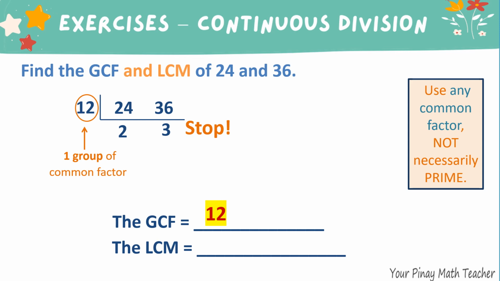To find the LCM, you still use 12, but you have to multiply it by the remaining numbers 2 and 3 below. So the LCM is the product of 12, 2, and 3, which is equivalent to 12 times 6, which is 72.